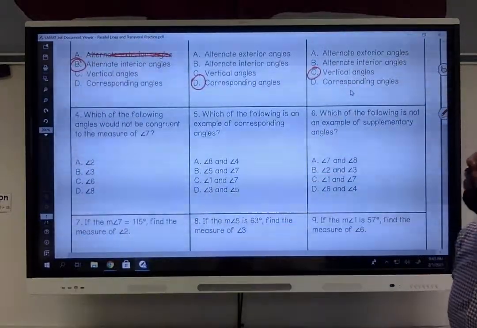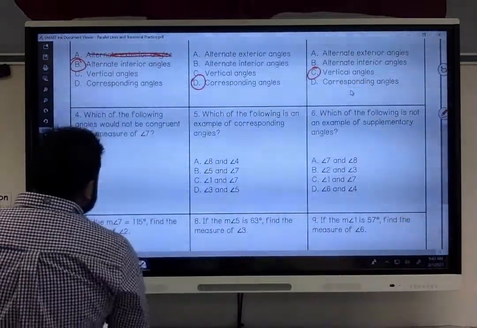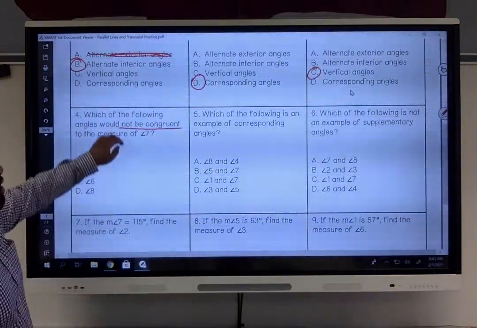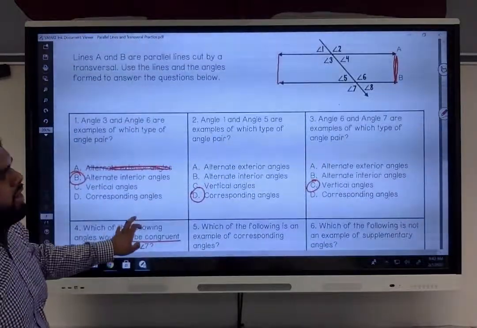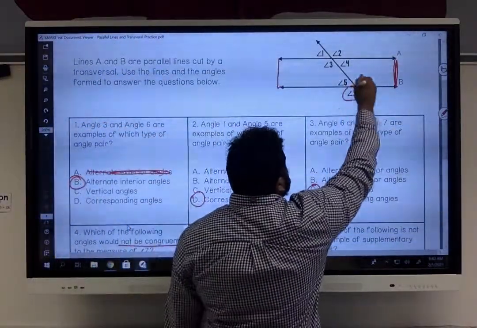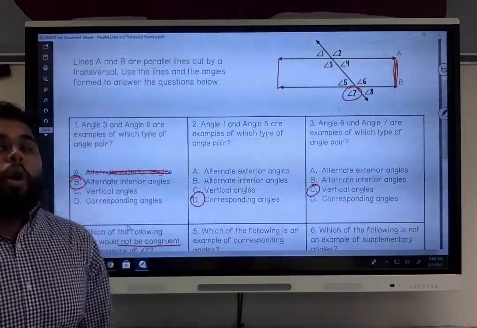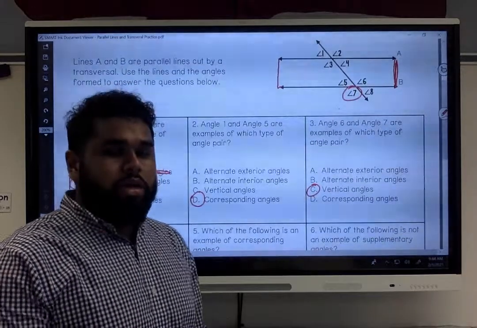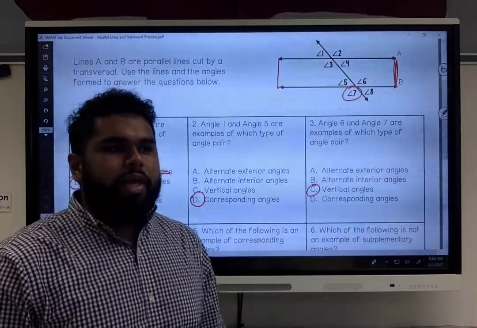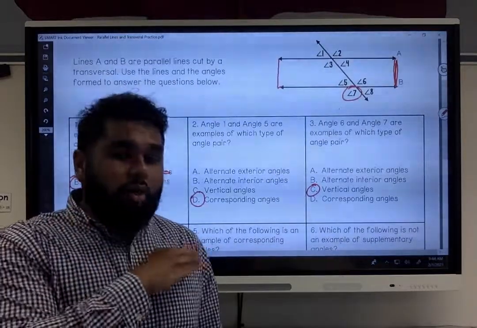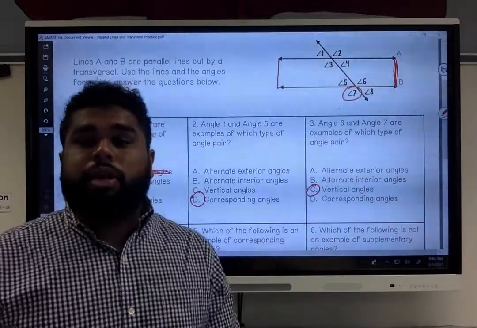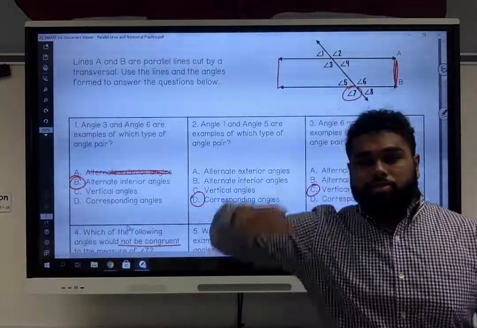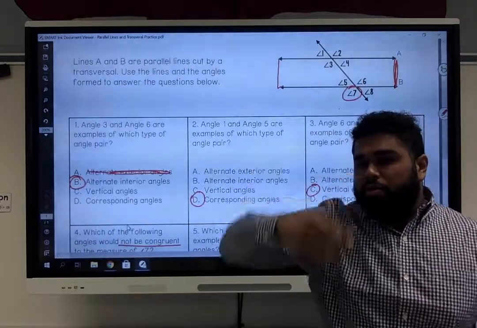Question 4. Which of the following angles would not be congruent to the measure of angle 7? Now, let's go to angle 7 right here. I want an angle that won't be congruent. So far we've only talked about two things. Either the angle will be congruent or it'll be supplementary. If I don't want it to be congruent, that means it'll be supplementary. And again, what does supplementary mean? 180 degrees. Remember that flat line. A flat line will equal 180.